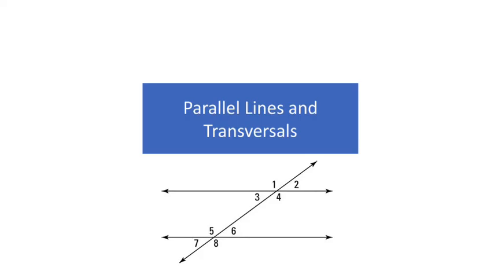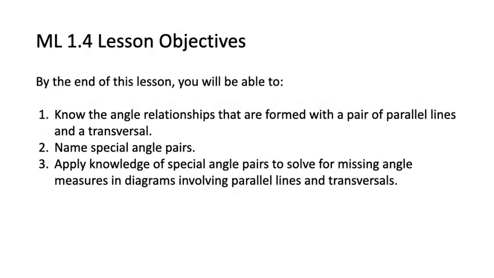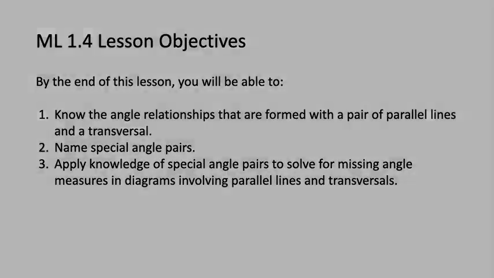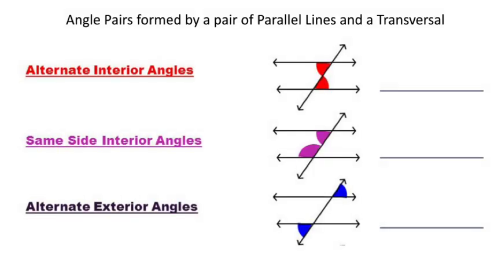Parallel lines and transversals. By the end of this lesson, you will be able to know the angle relationships that are formed with a pair of parallel lines and a transversal. Name special angle pairs and apply knowledge of special angle pairs to solve for missing angle measures in diagrams involving parallel lines and transversals.